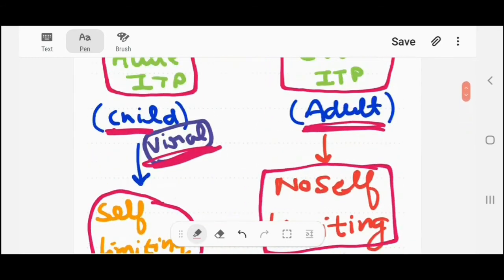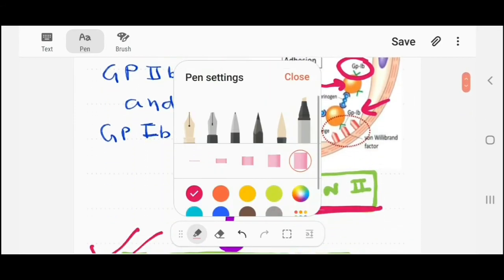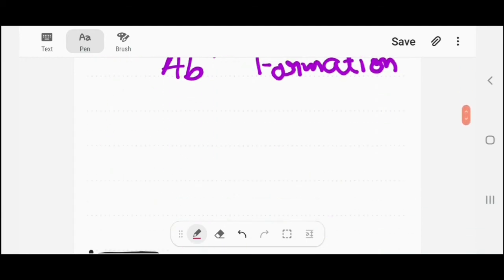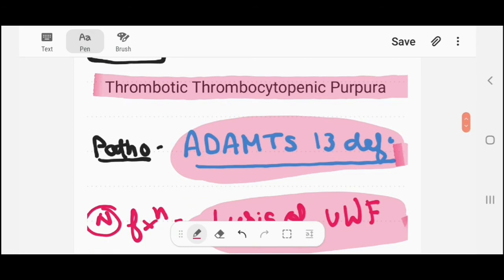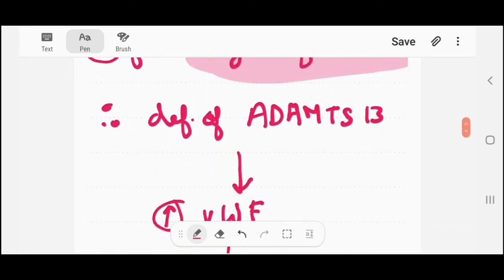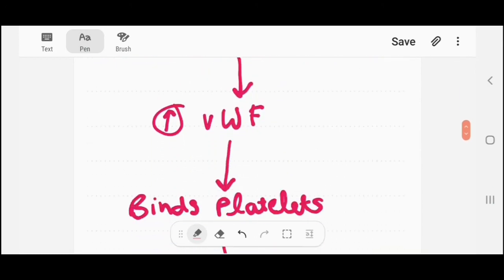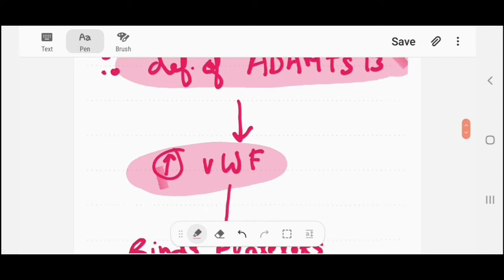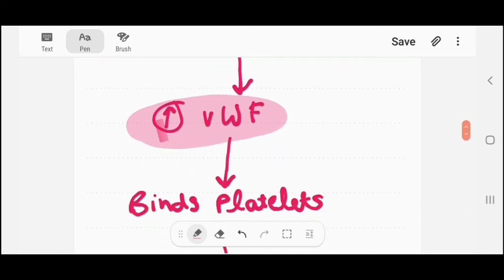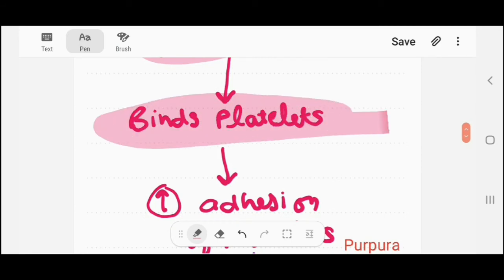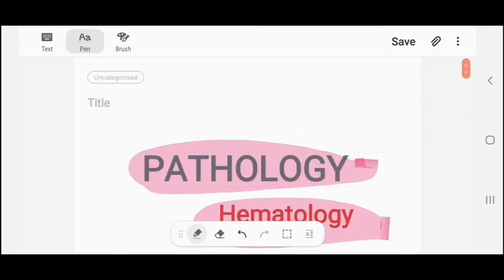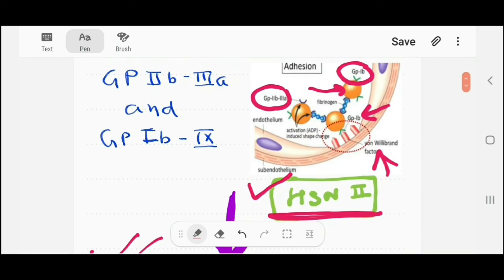Now you can see in this diagram, this is the von Willebrand factor, and ADAMTS13 causes the lysis of this factor. If there is deficiency of the ADAMTS13 factor, there will be increased von Willebrand factor, and it will cause more binding of the platelets, and more adhesion of the platelets, as you can see in the previous diagram.